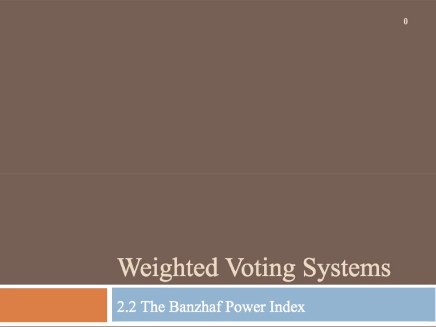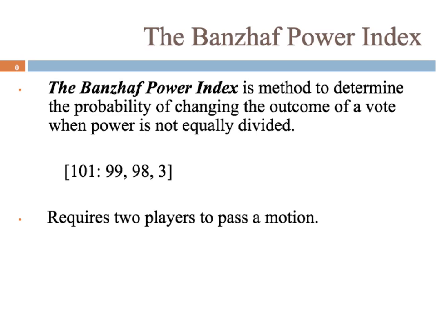This section is on the Banzhaf power index. It is going to be really useful when we want to determine the probability of changing the outcome of a vote when power is not equally divided within a weighted voting system. For example, to start out, we need 101 votes to pass the motion. That's our quota.